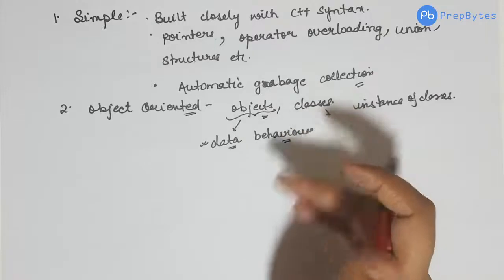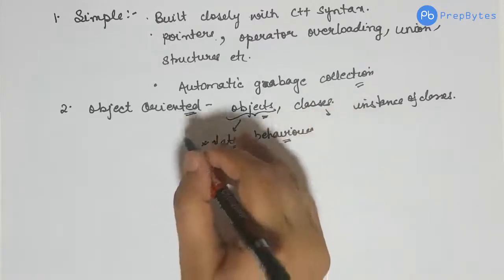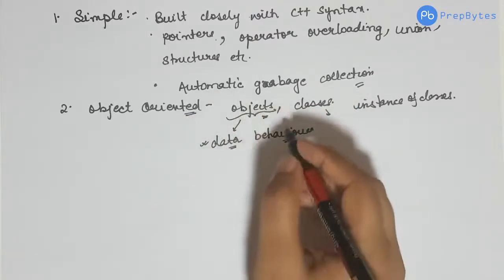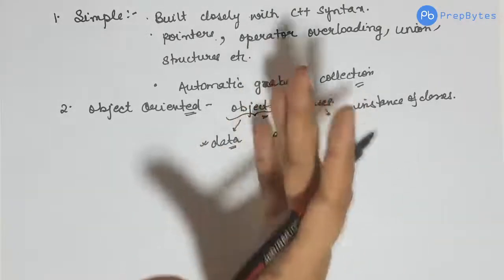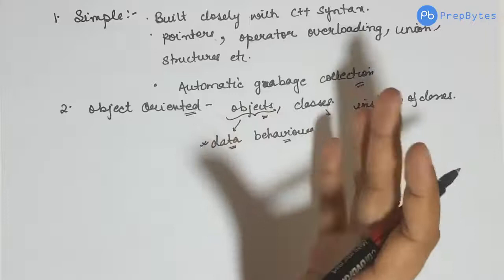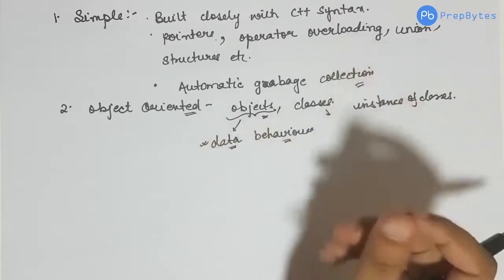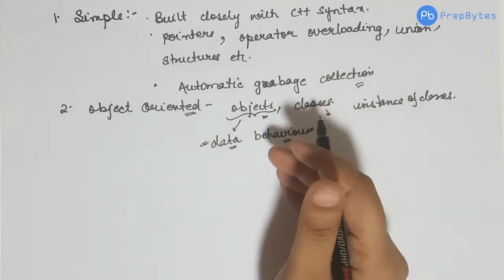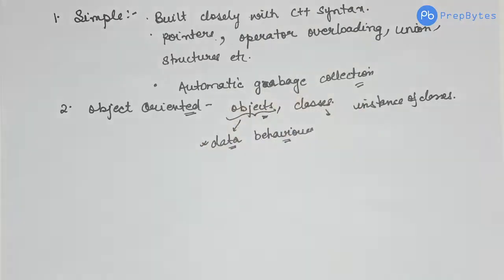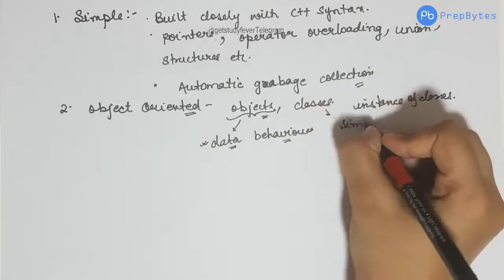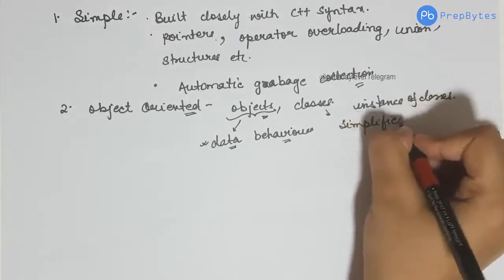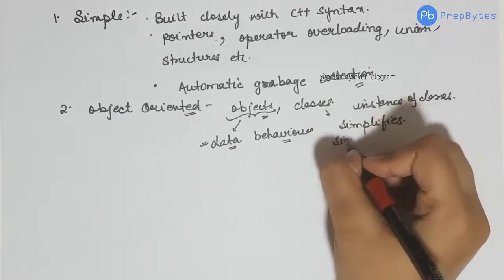As of now, try to understand that Java is an object-oriented language in which everything is based on objects. And this usage of objects and classes simplifies software development, and it simulates the real world very well.